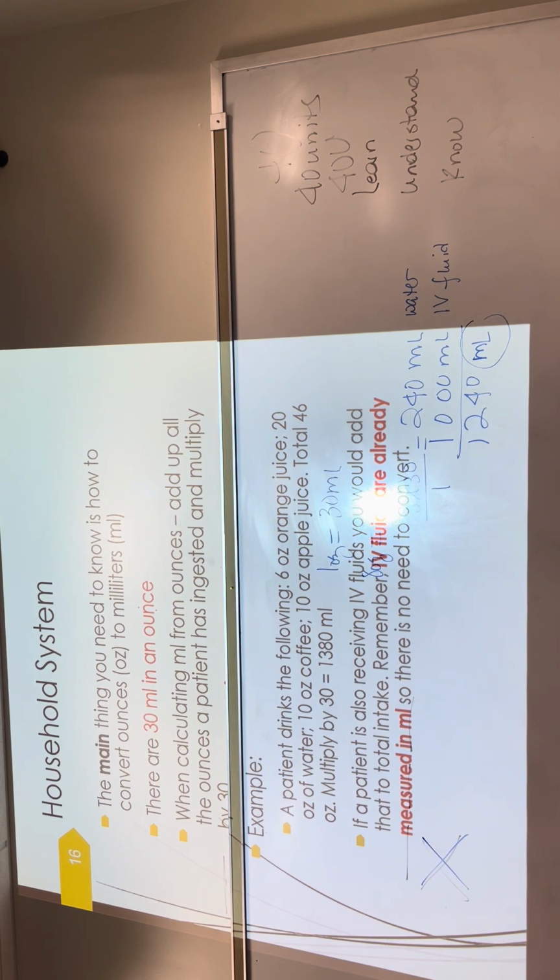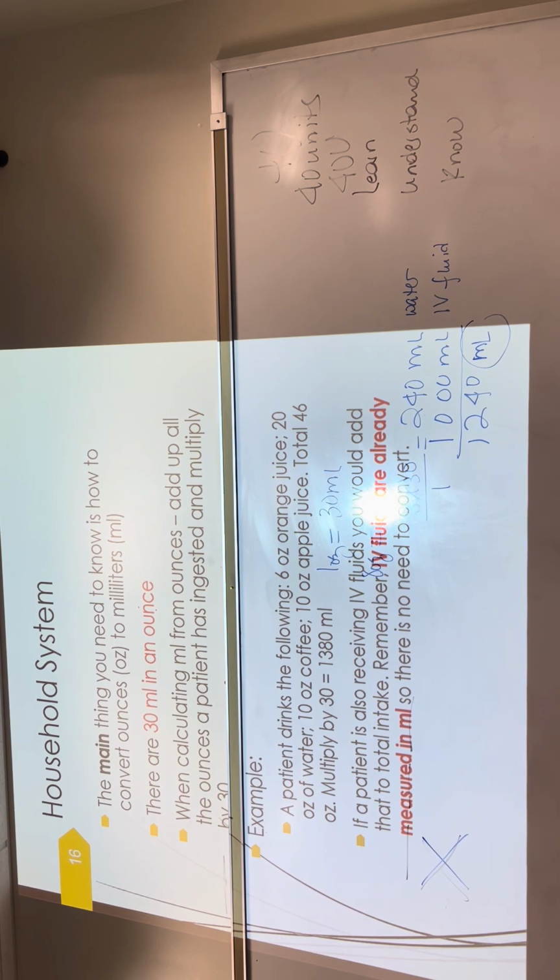So now here, what do we have? The main thing you need to know is how to convert ounces to milliliters. We already said it. There are 30 milliliters in 1 ounce. And when calculating milliliter from ounces, add up the ounces a patient has ingested and multiply by 30. We did it kind of, right?